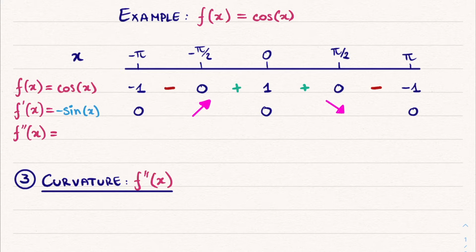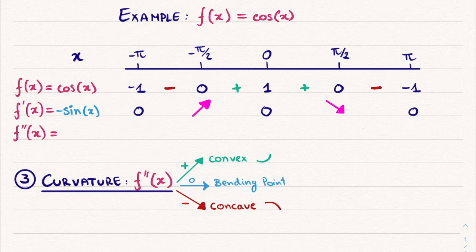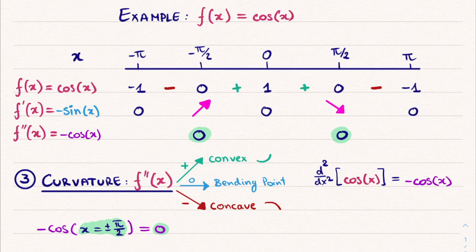By looking at the second derivative, we can determine whether the function is convex for a positive second derivative or concave for a negative second derivative. When it is exactly 0, the function changes from convex to concave. The second derivative of the cosine of x is minus the cosine of x. This function is again 0 at minus pi over 2 and plus pi over 2.